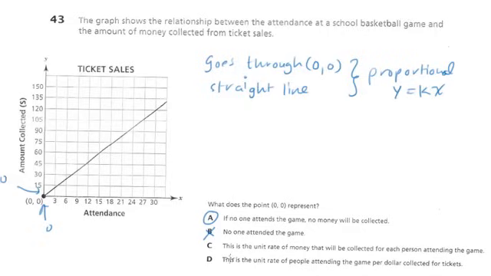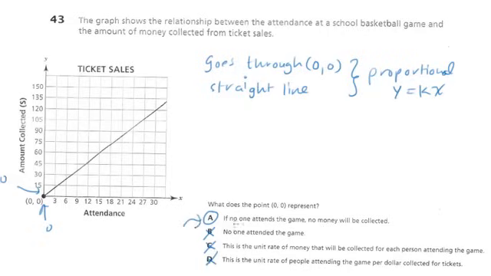Okay, so C: this is the unit rate of the money that will be collected for each person attending the game. Well, that's not going to be true, and also if it is the rate of the amount of money collected for each person, it means that they are not making anything from each person, which doesn't make any sense, so it's not going to be C. D: this is the unit rate of people attending the game per dollar collected for tickets. That's not really making much sense either.